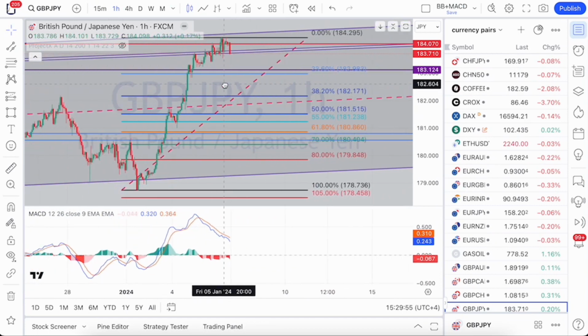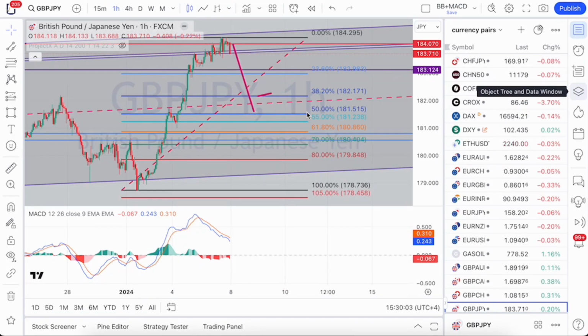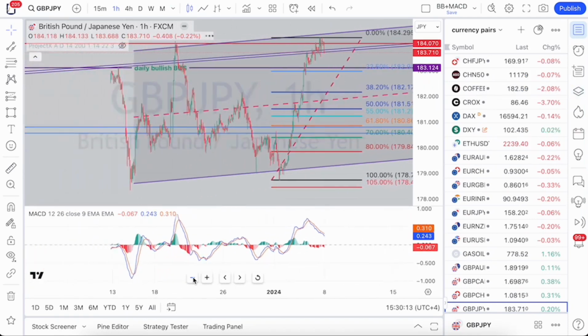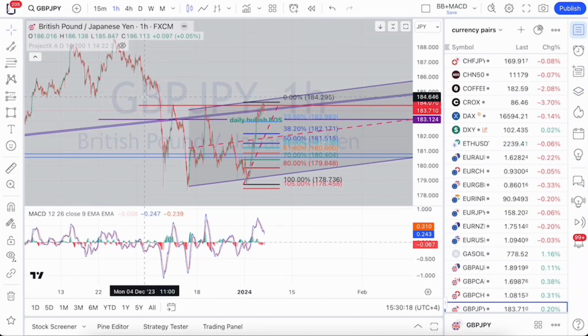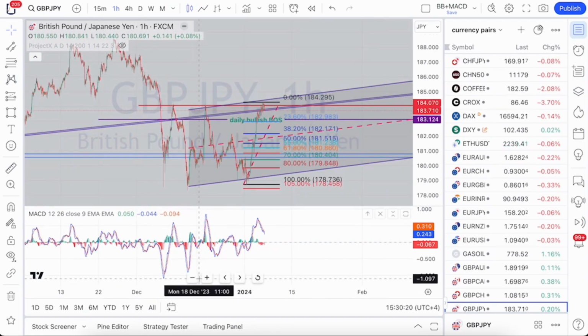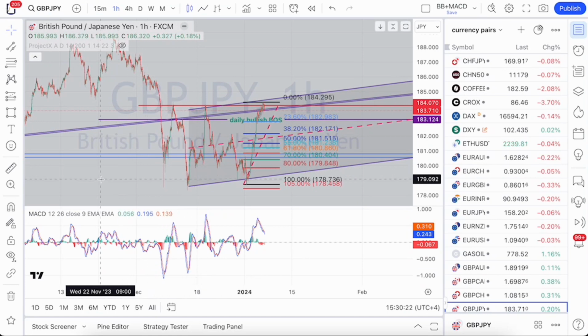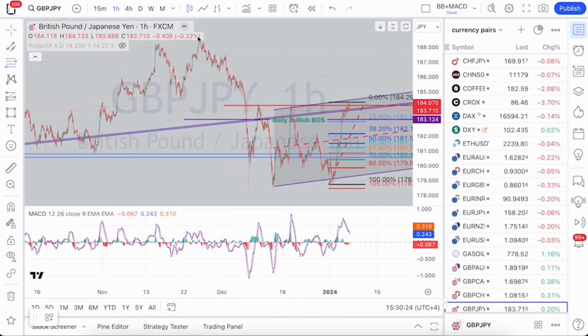So this is the scenario. If you get an opportunity in the coming week for the retracement towards 182 or 181.5, look for buying and aim for the target around 50% of this downward cycle.